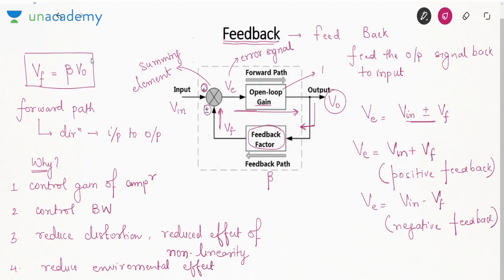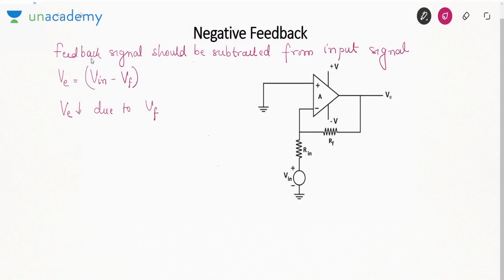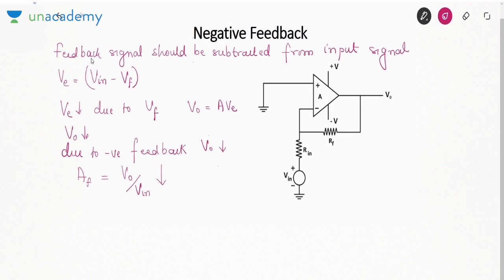Now see this output V0. Suppose this open loop gain is A. What is the input to the amplifier? VE, and the gain is A. So output V0, how you can write V0? A into VE. So I can say V0 also reduces. So due to negative feedback, V0 decreases, and hence the gain AF. AF means gain after feedback. V0 by Vin also reduces. So if you want to reduce the gain of the amplifier, then you have to use the negative feedback.